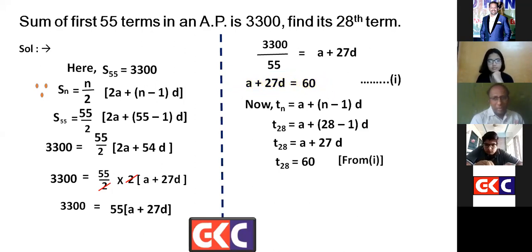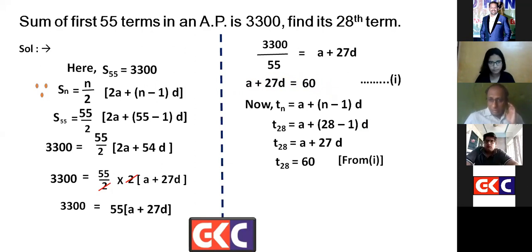Any problem with that? So this is how we can easily calculate the value of T28, or whatever the question asks. Trust me, if they have given only one term or only one sum, they themselves are saying this is how you can get the answer. Is that thing clear, guys?